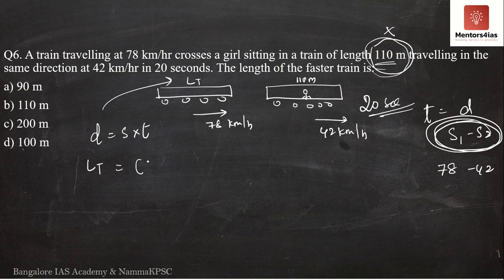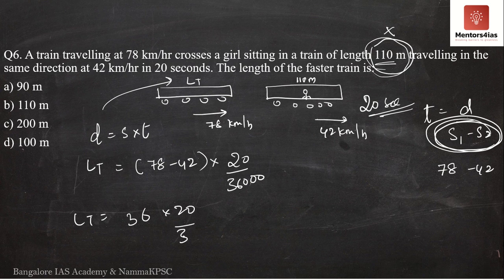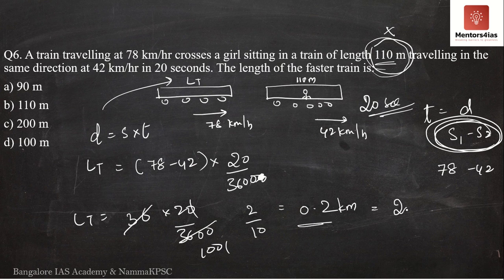So I will say, this is nothing but 78 minus 42 into time. Time is 20 seconds. Therefore, I will divide it by 3600. Therefore, length of the train is what? 8 minus 2 is 6. 7 minus 4 is 3, into 2 by, sorry, not 36,000. It is 3600. Don't you think it is very simple now? The 1000 cancels. Nothing but 2 divided by 10. It is 0.2. Length of the train is 0.2 kilometers, which is nothing but 200 meters.